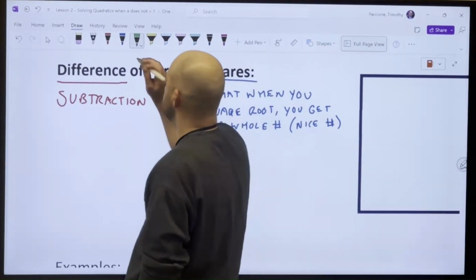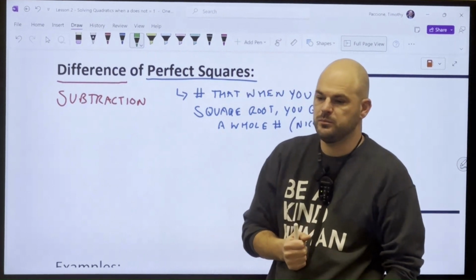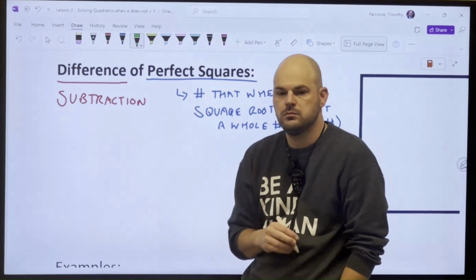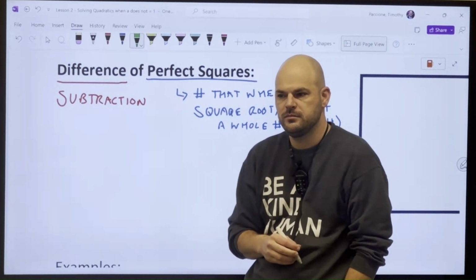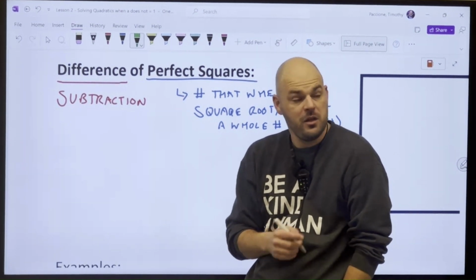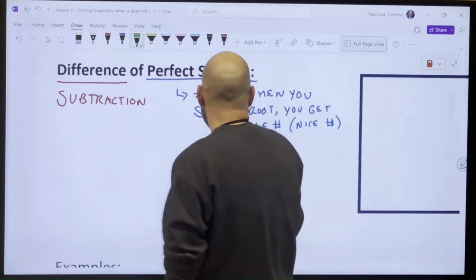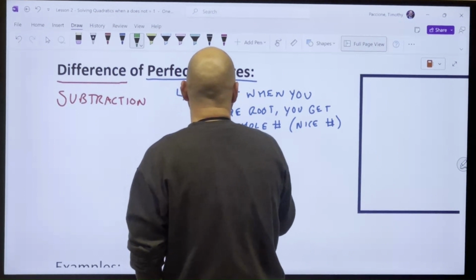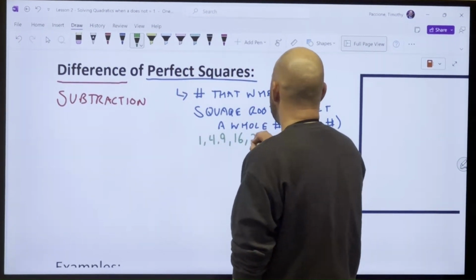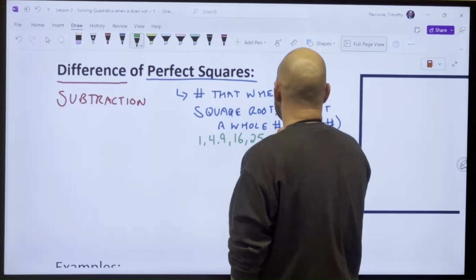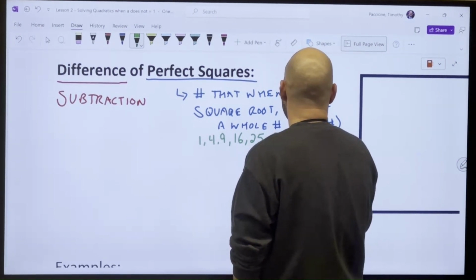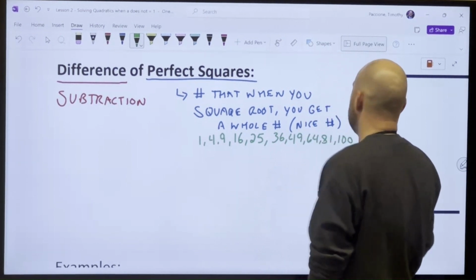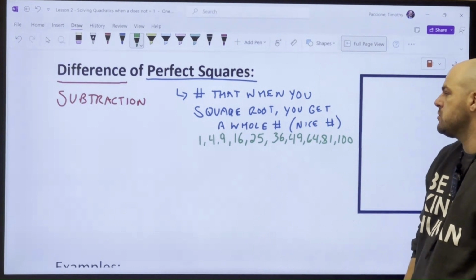So for instance, give me an example of a perfect square. 64. What else? 9. Any others? 16, right? Over there in those red boxes. The most common ones are 1, 4, 9, 16, 25, 36, 49, 64, 81, 100. And they keep going. You can keep going with perfect squares, right?